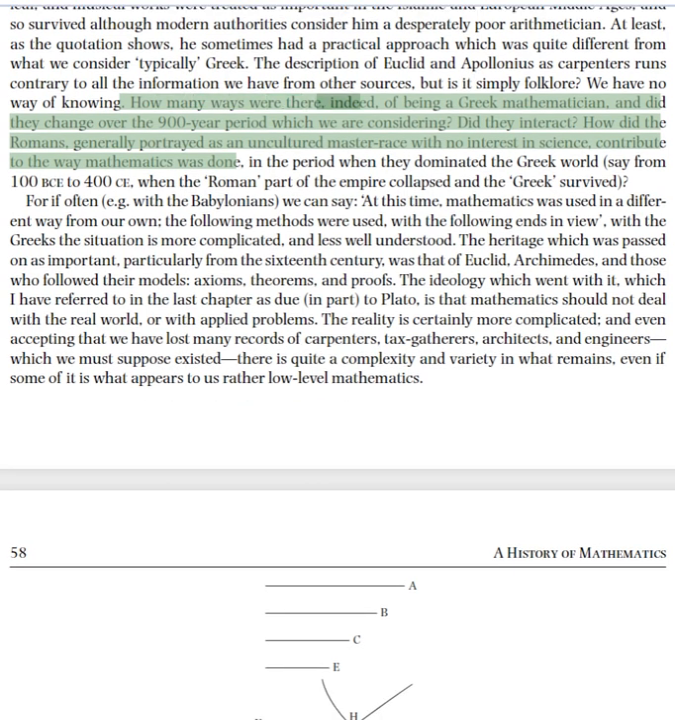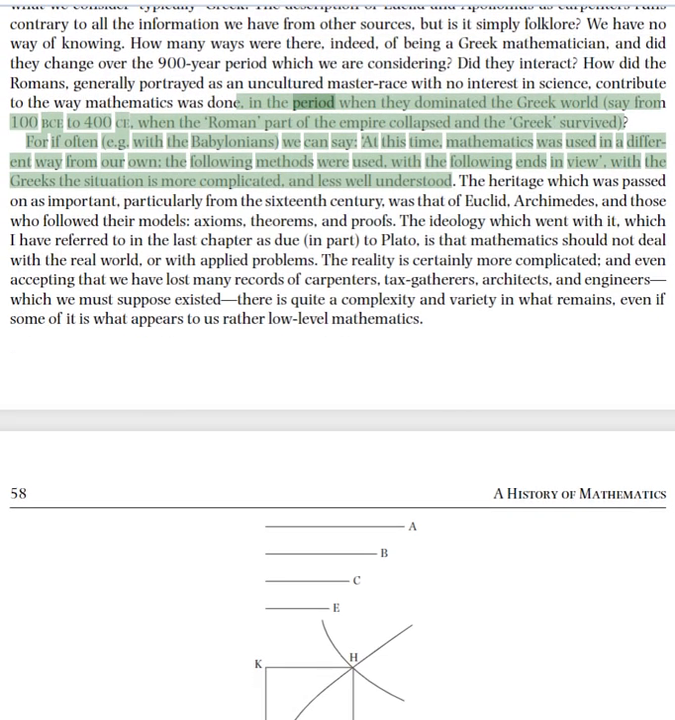How many ways were there, indeed, of being a Greek mathematician, and did they change over the 900-year period which we are considering? Did they interact? How did the Romans, generally portrayed as an uncultured master race with no interest in science, contribute to the way mathematics was done in the period when they dominated the Greek world? For if often we can say, at this time, mathematics was used in a different way from our own, the following methods were used, with the following ends in view, with the Greeks the situation is more complicated, and less well understood.